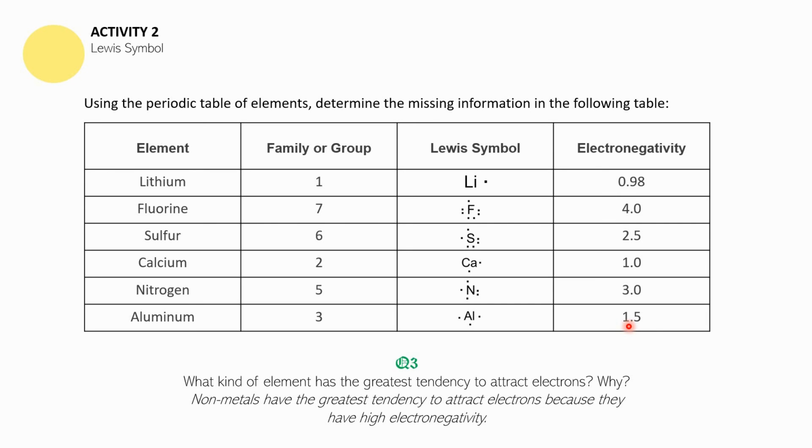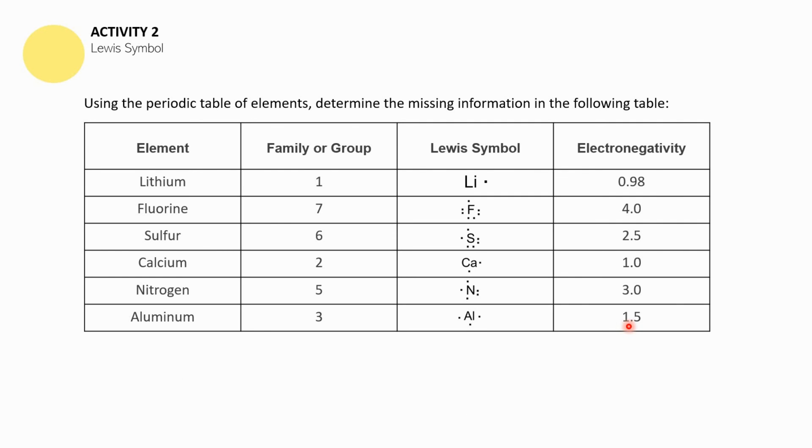The answer to question number 3: nonmetals have the greatest tendency to attract electrons because they have high electronegativity. Okay, so there you go. You're done with the activity number 2, Lewis symbol. You can now jump to example A.